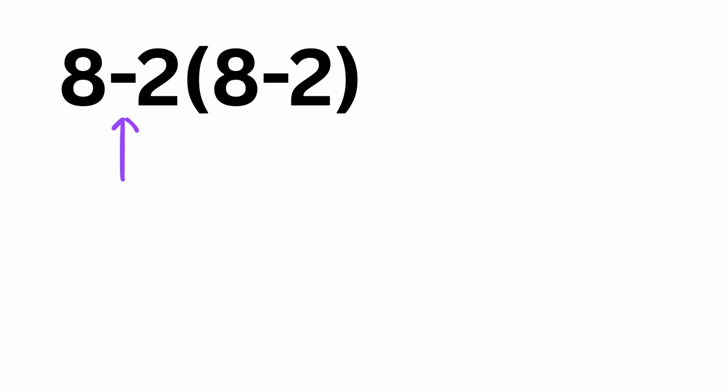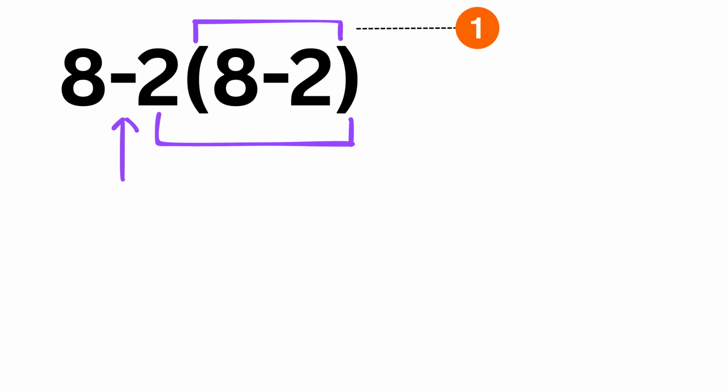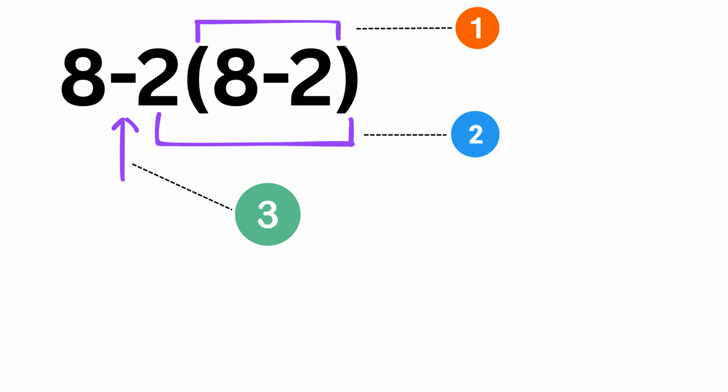Here we have one subtraction, one multiplication, and a parenthesis. Since parenthesis has higher priority than other operations, first we have to do the parenthesis, not the subtraction. After this parenthesis, we have to do the multiplication, and finally, we have to do the subtraction.